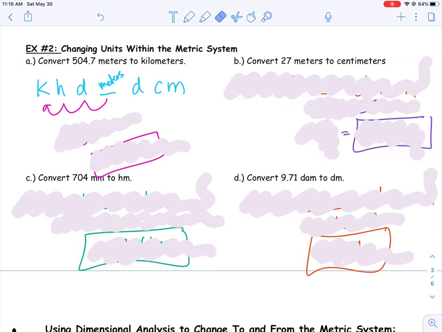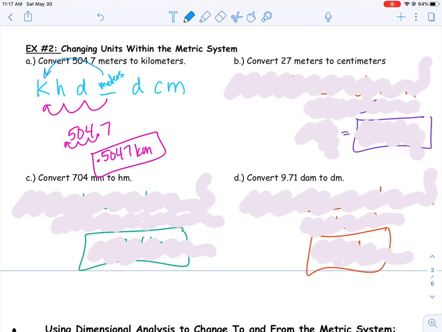What that really means is that we're moving our decimal 1, 2, 3 times to the left. And what we're really doing is we're actually dividing by 10 as we do that. And so I'm going to take my 504.7 and I'm going to move my decimal 1, 2, 3 to the left. So for every 504.7 meters, there's actually 0.5047 kilometers. I can go from meters to kilometers by moving my decimal.